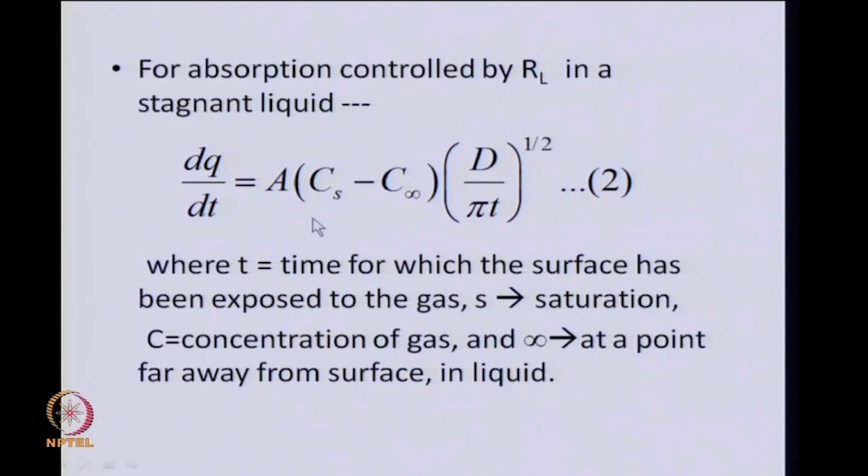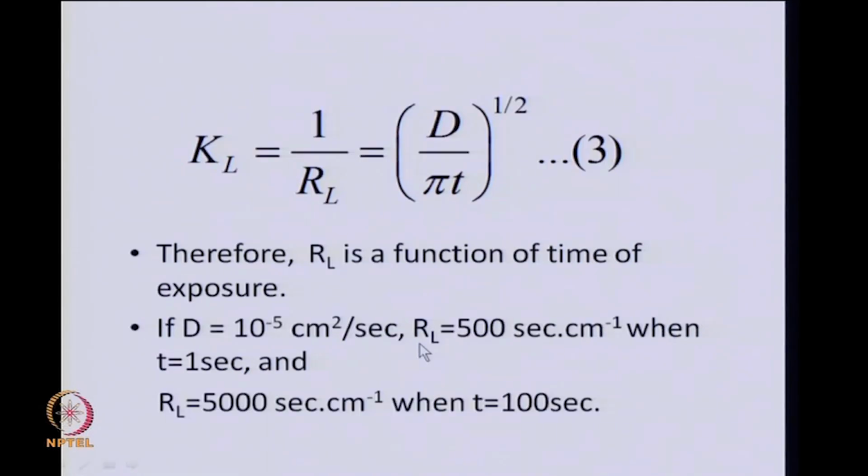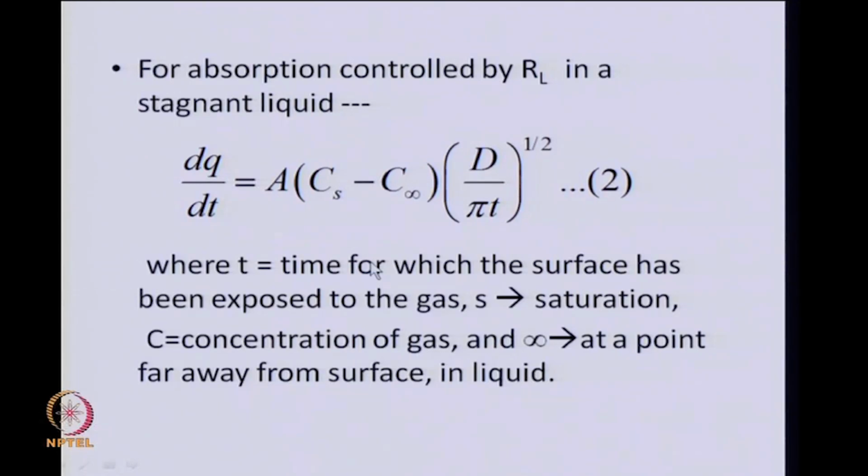dq by dt, the total rate of absorption, will be equal to total area, and this concentration driving force Cs minus C infinity, where, please note that C is the concentration of dissolved gas. This gas here is to be understood as dissolved gas. So, C represents the concentration in the liquid, that is the dissolved gas component A in liquid. Cs corresponds to the saturation, what I indicated as Cs star is Cs here. C infinity is the concentration at infinity, in our other case it would have been 0, and then we get a factor square root of D by pi t. D is diffusivity, t is time.